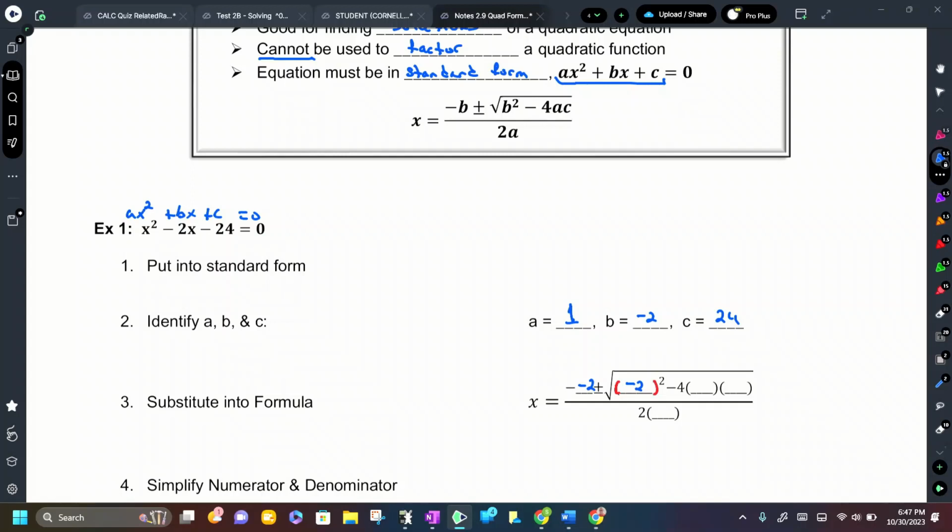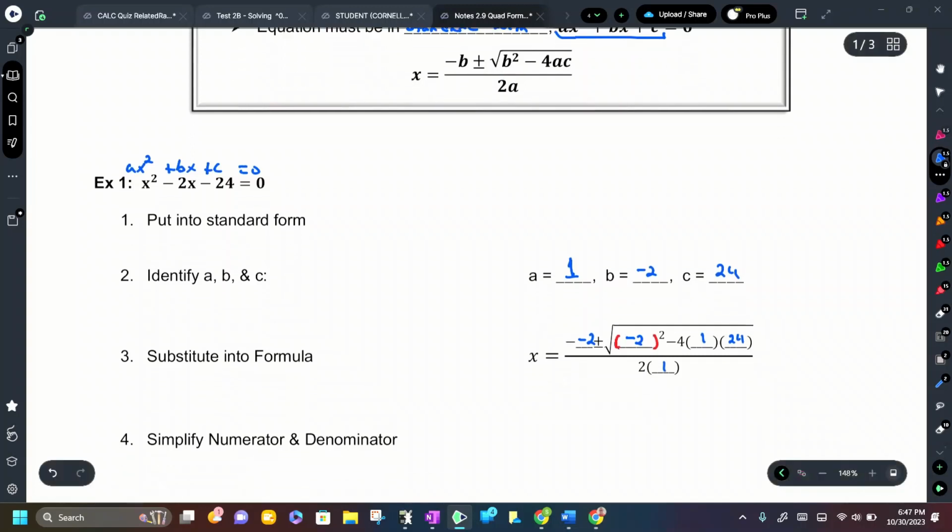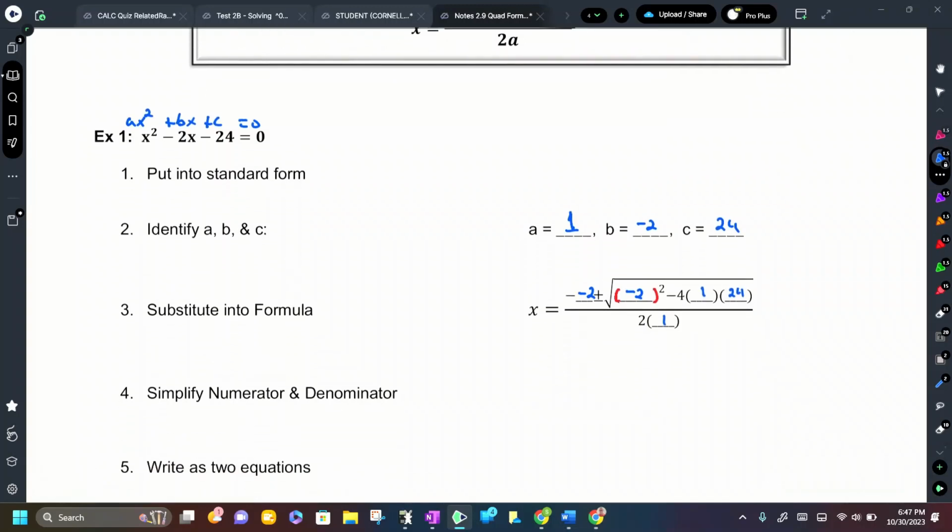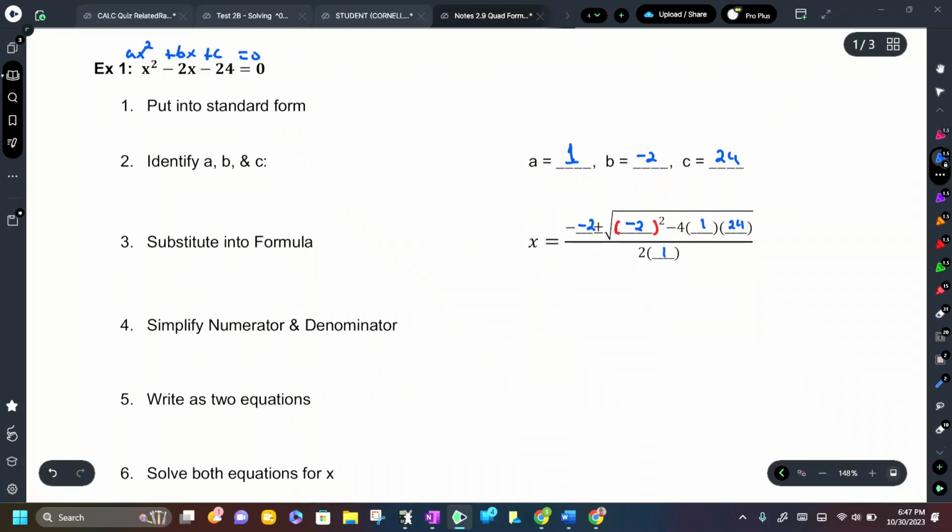So now we're plugging in: we've got our negative 4 times a. Well, a is 1, times c. c is 24. And that's all over 2 times a, so a is 1. We're going to substitute it into our formula. This says we're going to simplify numerator and denominator as much as possible. So let's take a look at what that means. We're going to combine like terms under here.